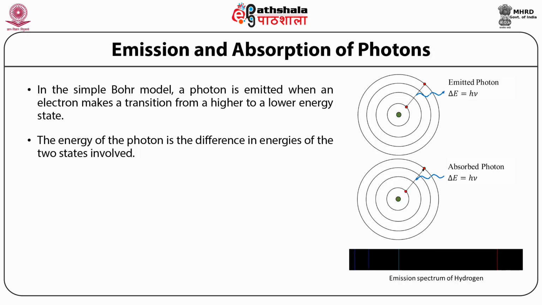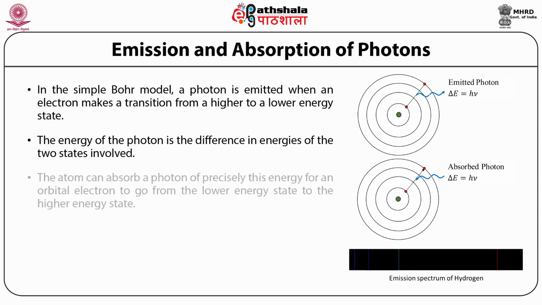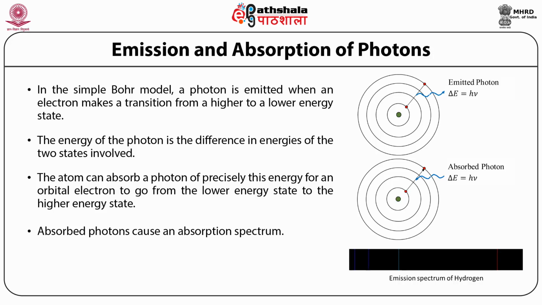If the electron absorbs a photon of energy exactly equal to the difference in the two energy levels, then the electron jumps from a lower energy level to a higher energy level. Now consider a large assembly of atoms. In this case, the energy levels will coincide. The atoms can absorb a photon of precisely this energy for an orbital electron to go from the lower energy state to the higher energy state. Now the emitted photons show up as the emission spectrum and the absorbed photons show up as the absorption spectrum, which are clearly depicted in this figure.